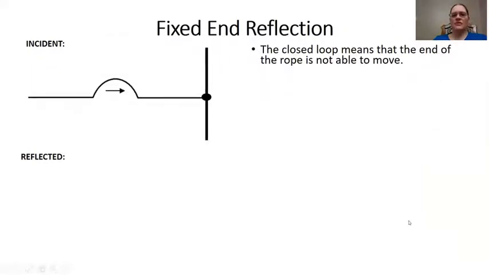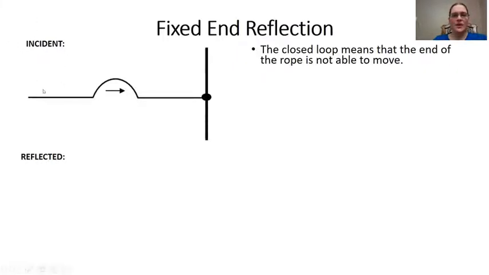So, fixed end reflection. Let's explain that one first. Fixed end reflection is where you have a closed loop, so the end of the rope is not going to be able to move. That's denoted in the picture here by the filled in dot at the wall. If you see a picture like this on a quiz, test or worksheet from me, look right there at the dot. That's the first thing you do to know whether you're dealing with fixed end or free end.